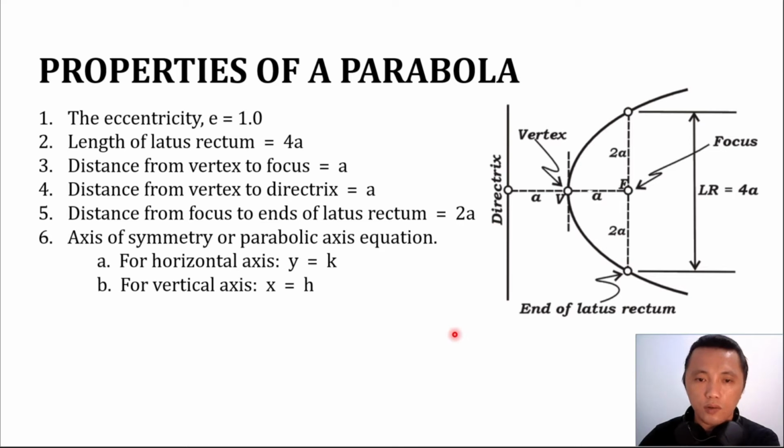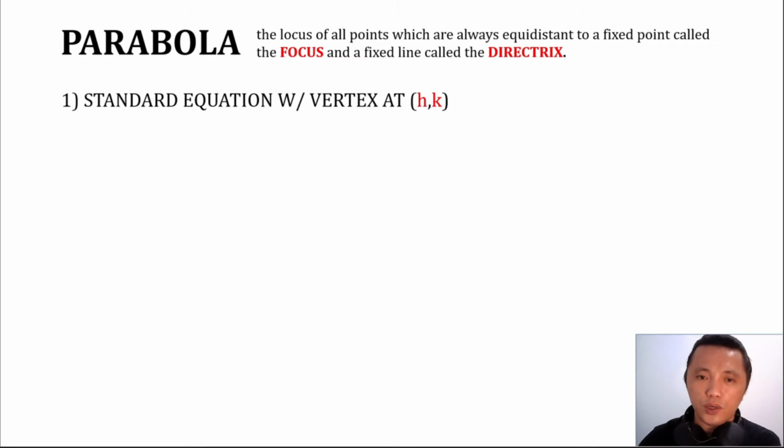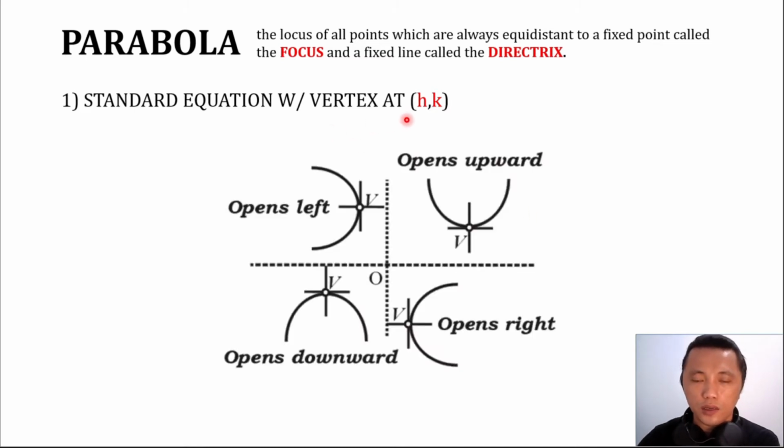So axis of symmetry or parabolic axis equation. So we have for horizontal axis y is equal to k, for vertical axis x is equal to h. So you must be familiar with all these properties of a parabola. So for a parabola, the standard equation with vertex at (h, k) is given by, again, as I mentioned earlier, we have opening up or down, left or right.